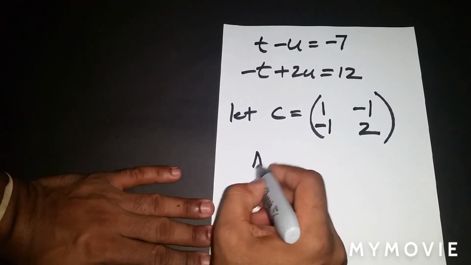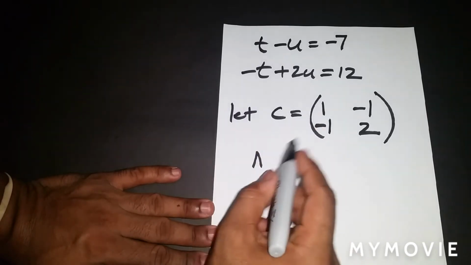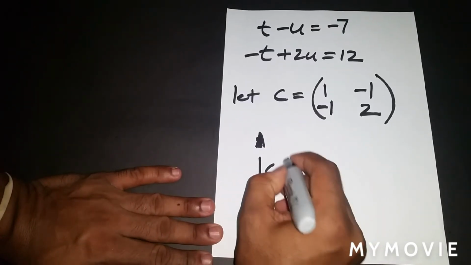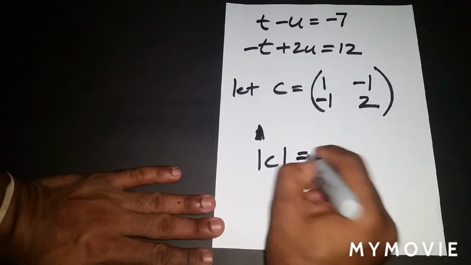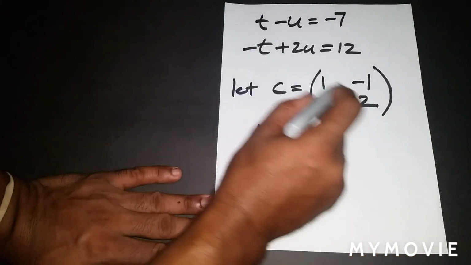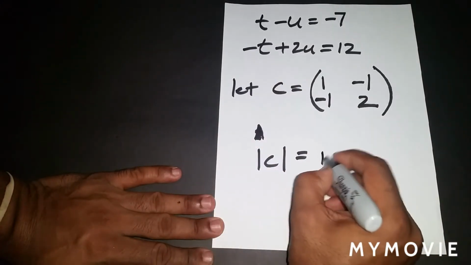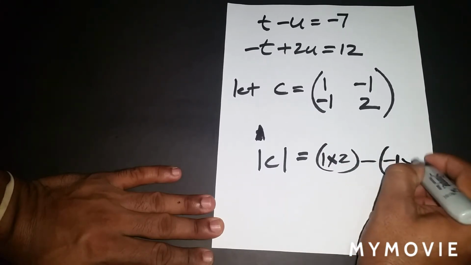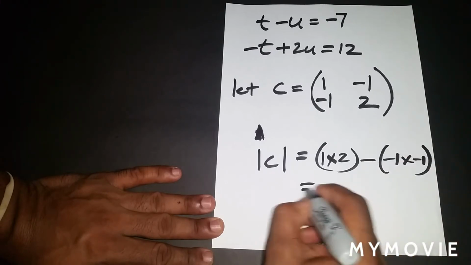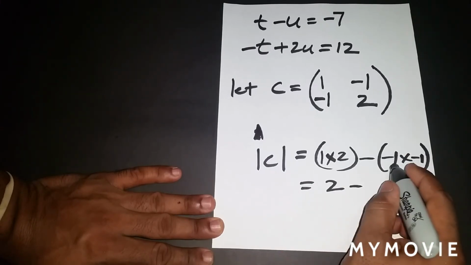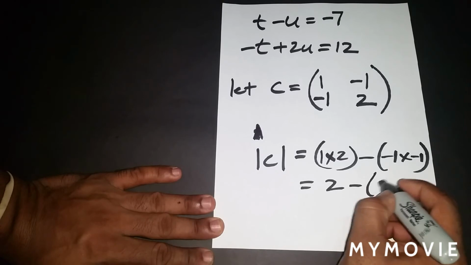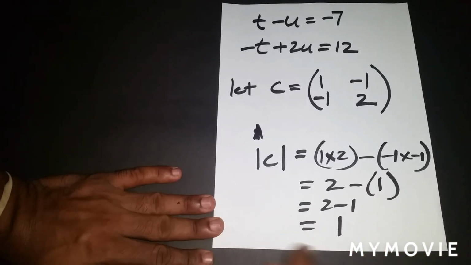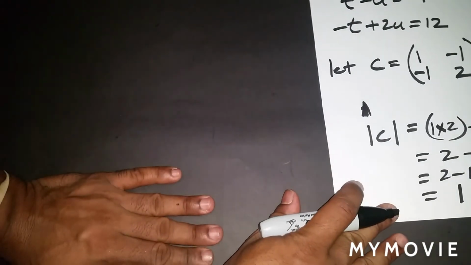I was about to say A, but you know that we've called it C. It's typical of me. So I'm going to find the determinant of C, which is the product of the elements in the leading diagonal. So that will be 1 times 2 minus the product of the other 2 elements. Okay? So this is now going to be 2 minus, and minus 1 times minus 1 is positive 1. So 2 minus 1 is simply 1. So I found the determinant there.